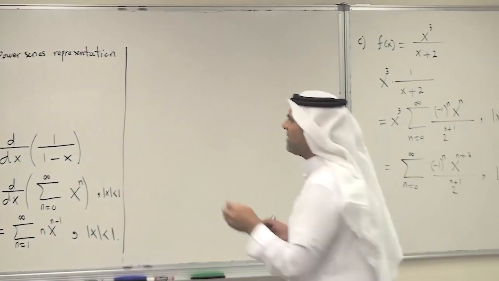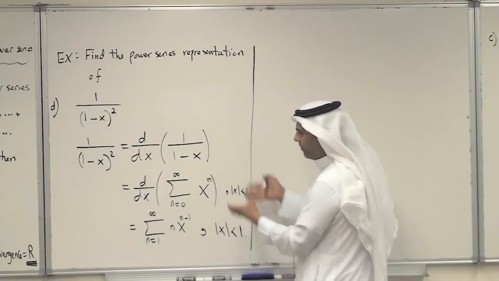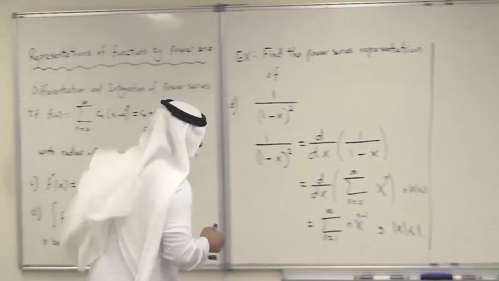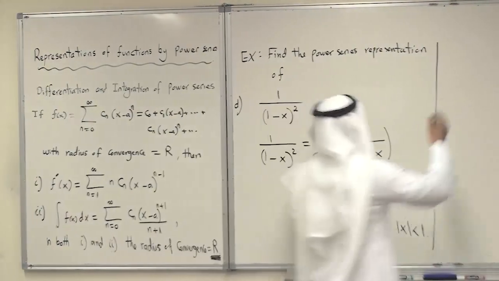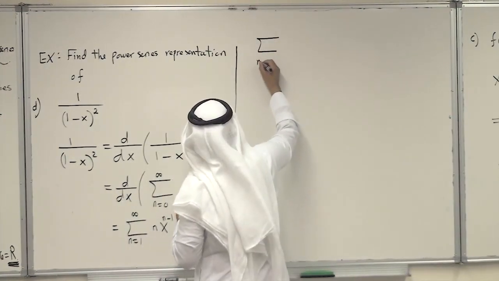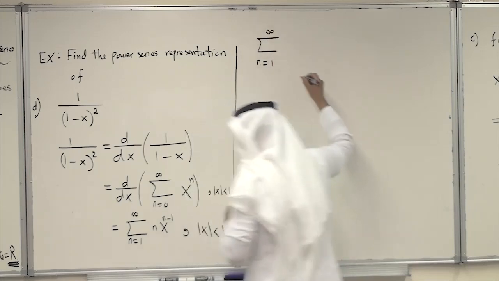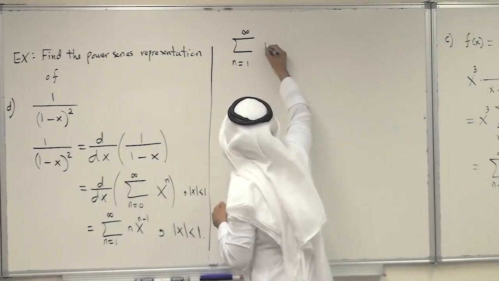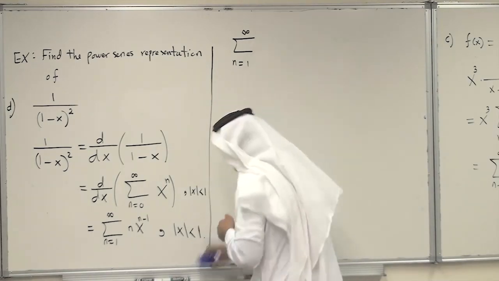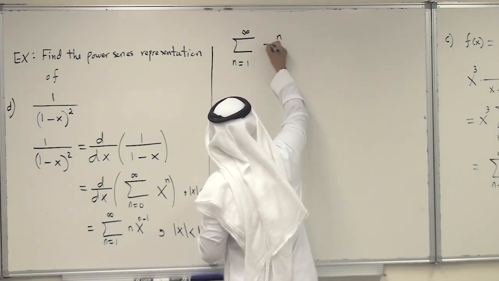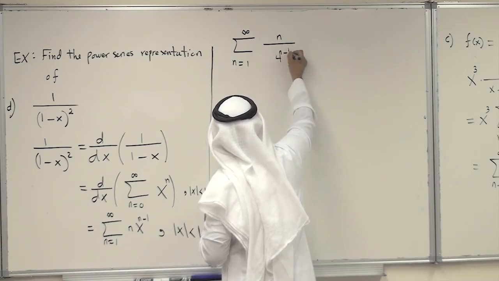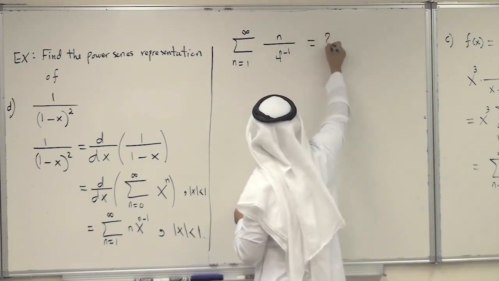Okay, I have a small remark here. We can get some beautiful results from representing a function by a power series. Look at this nice exercise, for example. If someone asks us what is the exact sum of the sum from n equal to 1 up to infinity of n over 4 to the power n minus 1. What is the exact sum of this?